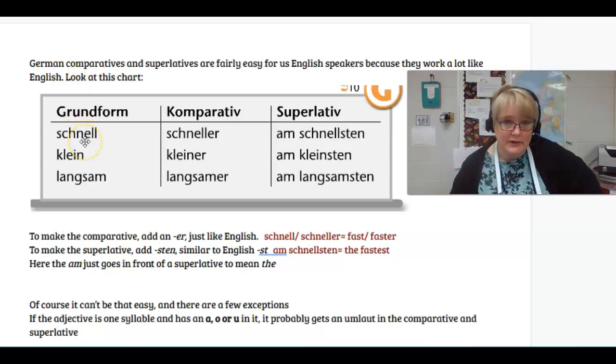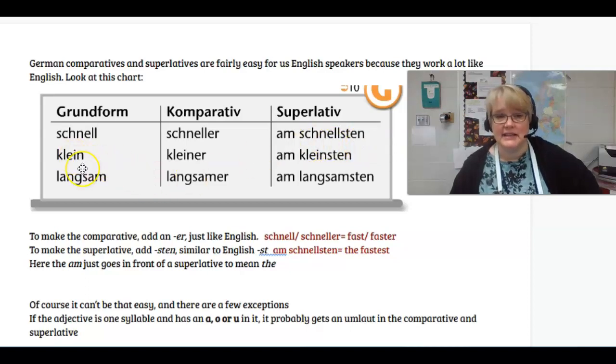So, look at our first example here. Schnell, schneller, am schnellsten. Just like fast, faster, the fastest. Ja, also schnell, fast, schneller, faster. Am schnellsten, fastest. It's got the ST in there. It's just a little bit different. This "am" sort of works like the word "the." The pattern we're practicing in this chapter is fast, faster, the fastest.